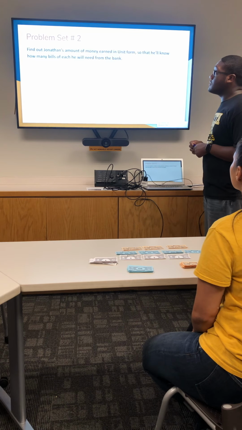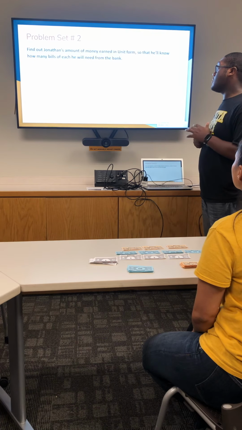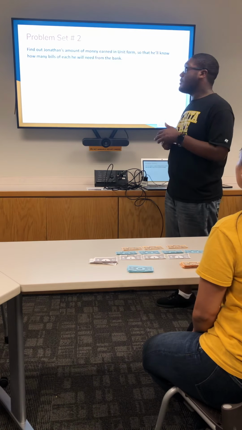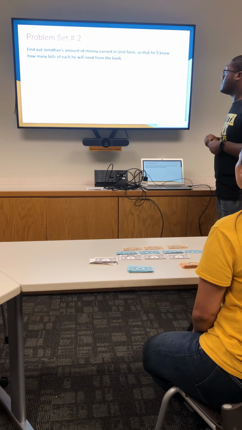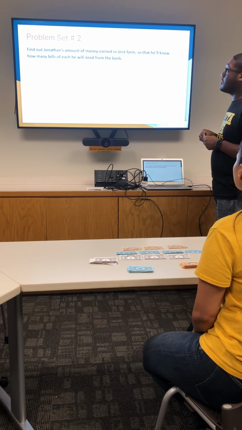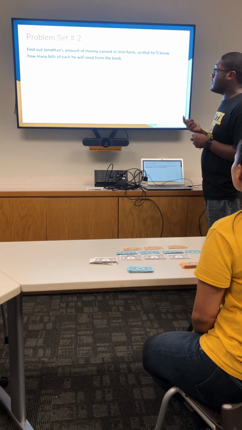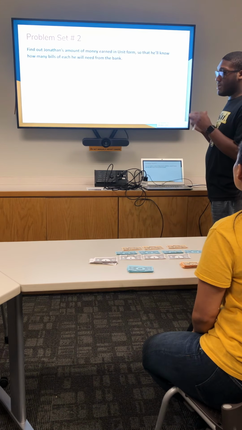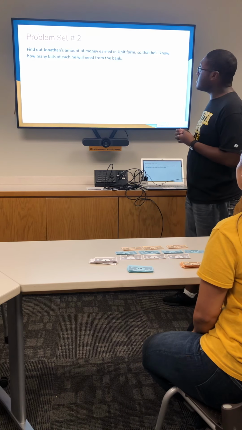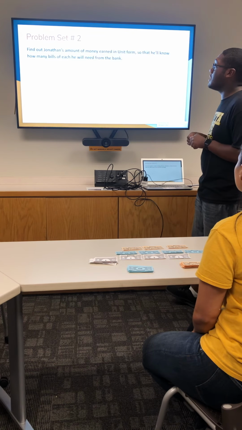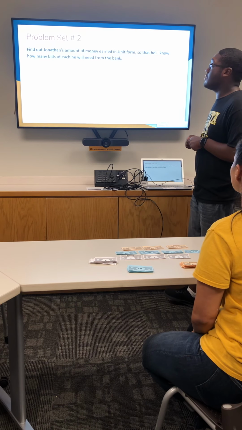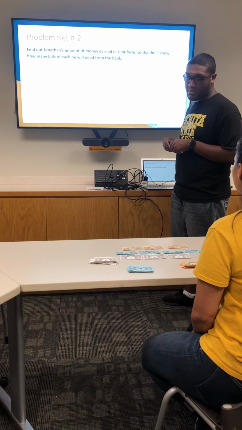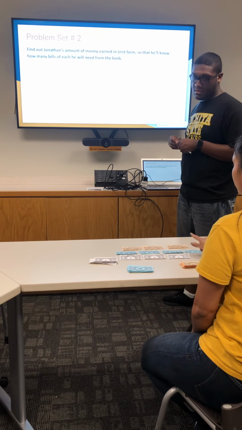Alright, so problem set number 2, find out Jonathan's amount of money in unit form. Remember, unit form we talked about a couple days ago, so that he'll know how many bills he will need from the bank. In order for the bank to figure out how many hundreds we need, how many tens bills we need, and how many ones, we're going to have to put this in unit form. So let's first start off with how many hundreds does the bank have to give Jonathan?